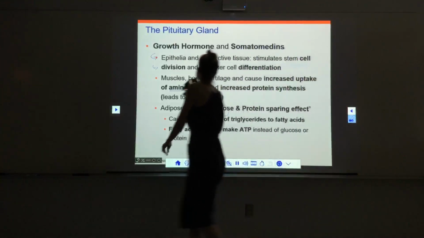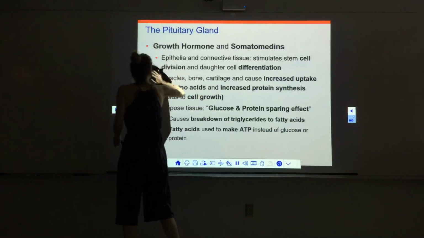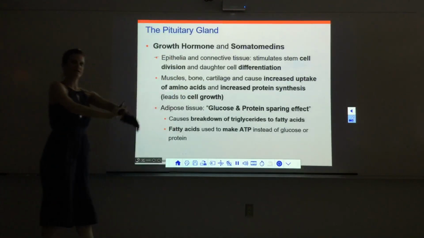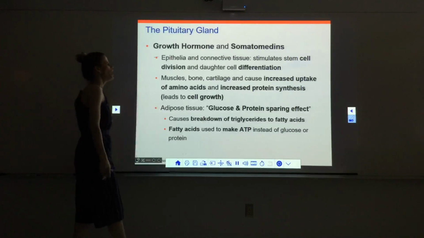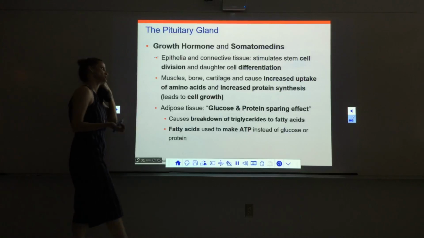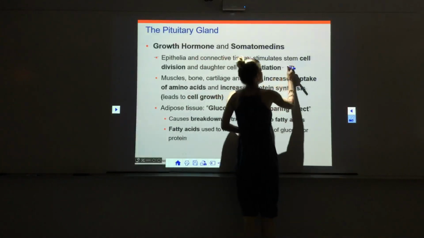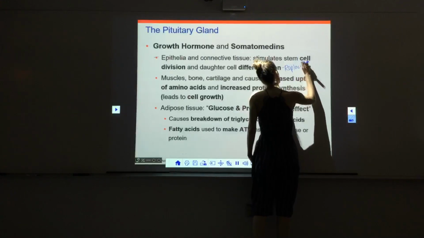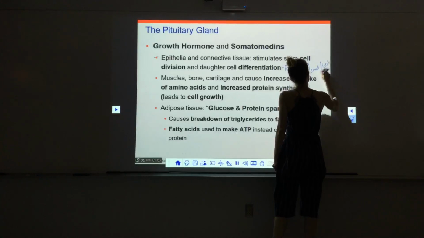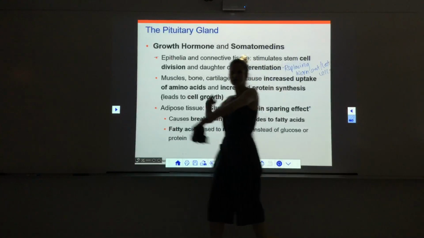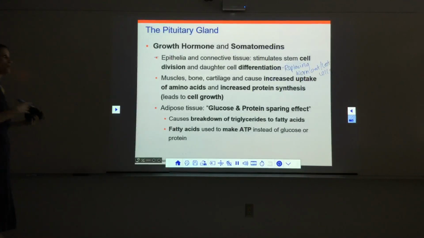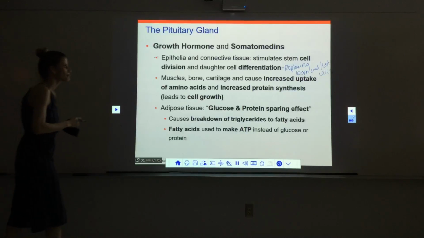All right, so growth hormone and somatomedins. Overall, we'll target epithelia, like our lining tissues, our epithelial tissues, and connective tissues, and stimulate cell division and differentiation. This is really important for replacing worn out or lost cells. Again, we just talked about the skin. We constantly lose cells, right? We need to replace them somehow. So growth hormone stimulating this stem cell division and differentiation is very important.